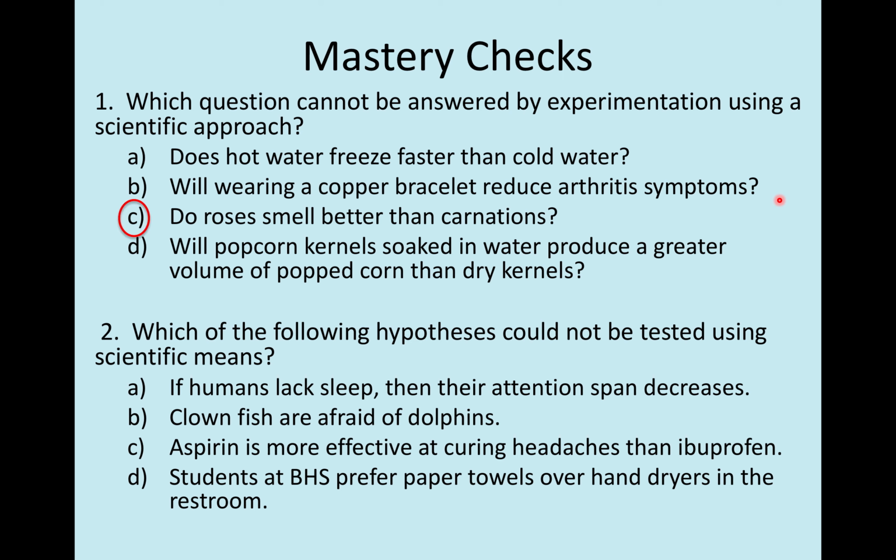All right, hopefully you picked C, because C is an opinion, okay? It's talking about smelling better, and that's an opinion based on the person. So you would have to rephrase that to: do people prefer carnations better than roses? You could maybe test that. That would have some numbers on it.